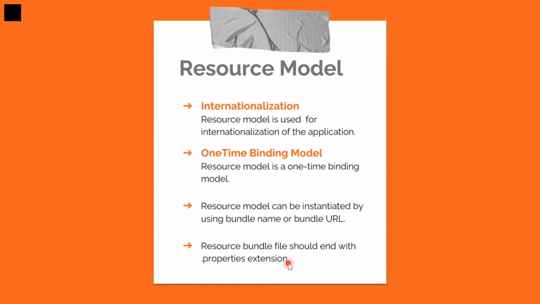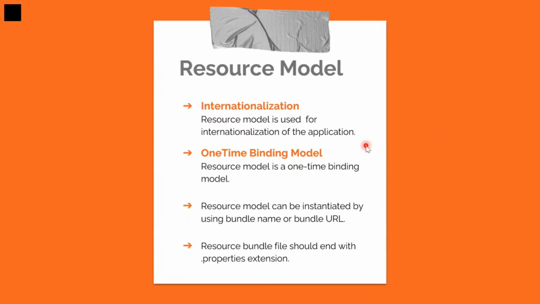The resource bundle file we give a name as i18n, and that's why we call it i18n: it starts with I and ends with N, and between them there are 18 characters, 1, 2, 3, up to 18. 18 characters are in between. That's why we call it i18n. This is what resource model is.